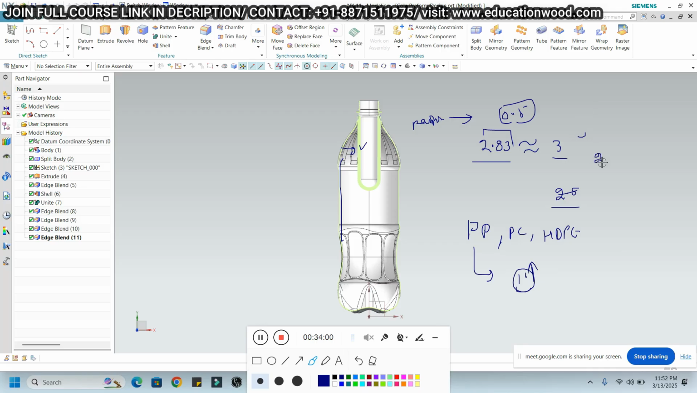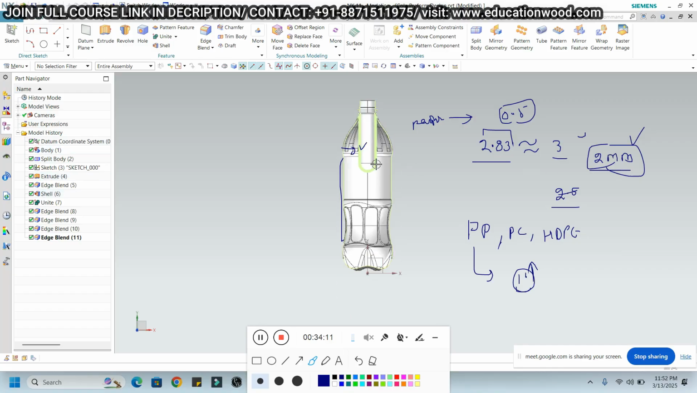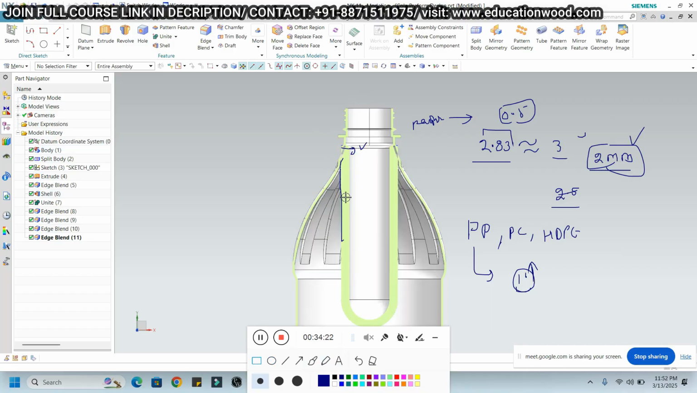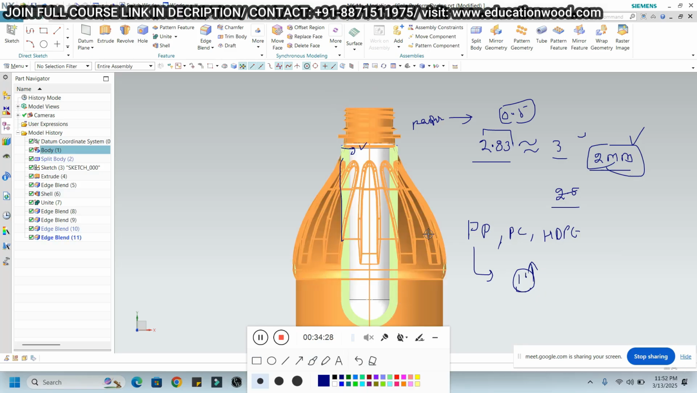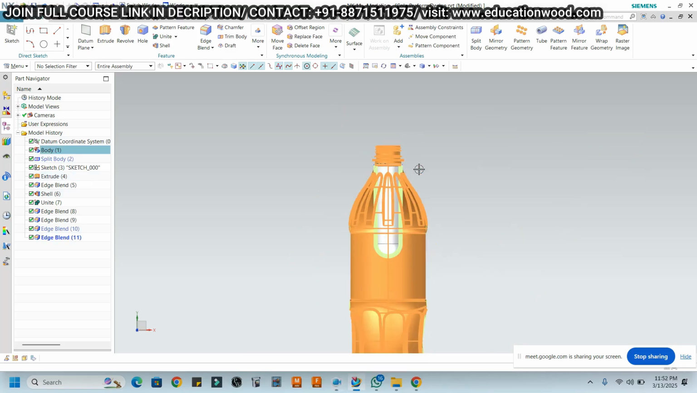So that's why I'm saying we can consider 2.5. 2.5 is large, 2 mm you can take, right? Just for example, 2 mm I am taking. So if you are taking 2 mm wall thickness, here I'm not using calculation right now. Just for example, this will be your die. Now consider this value. See, this neck will be in the mold.